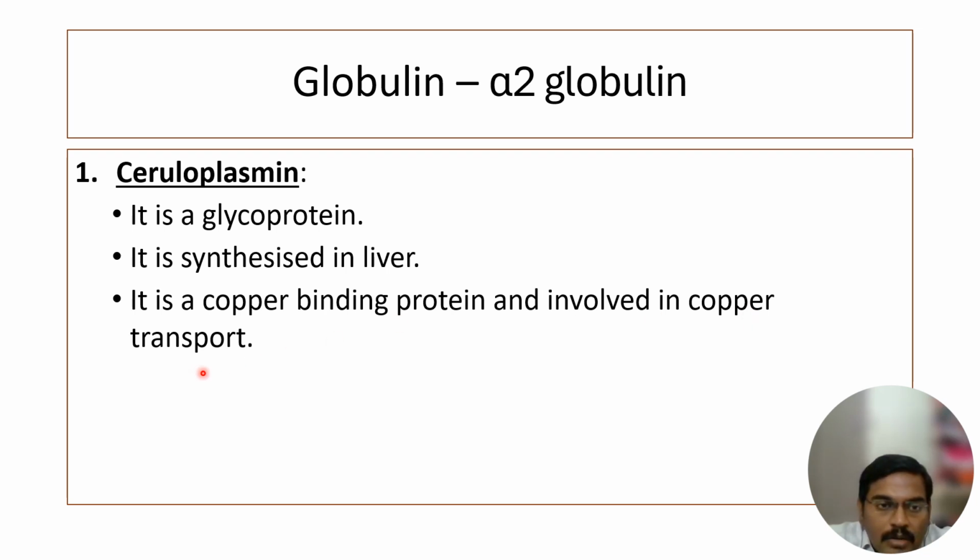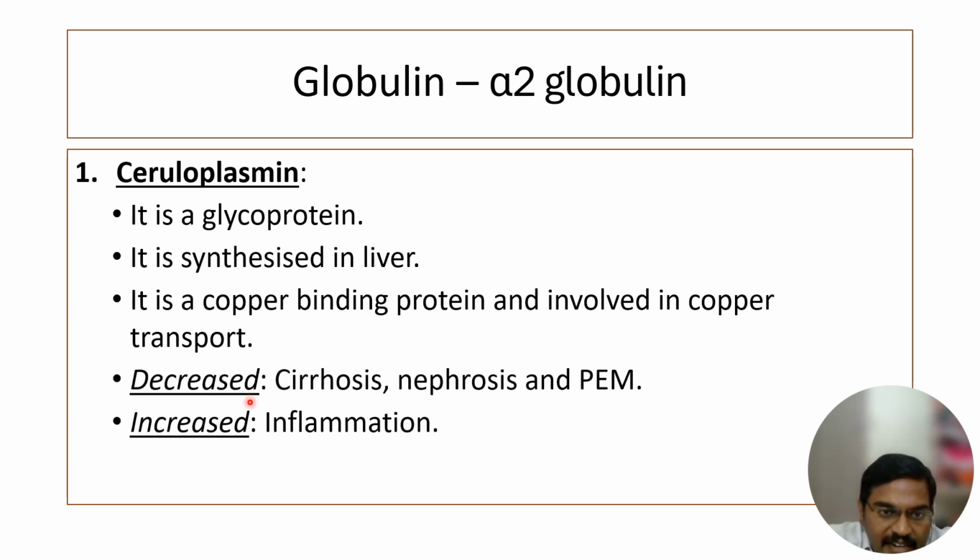It is decreased in cirrhosis, nephrotic syndrome, and protein energy malnutrition, and it is increased in inflammation. When there is inflammation, ceruloplasmin will be increased. So this is the important point.